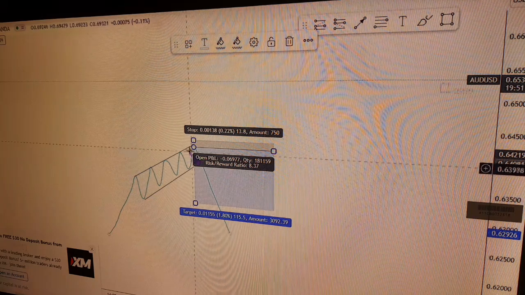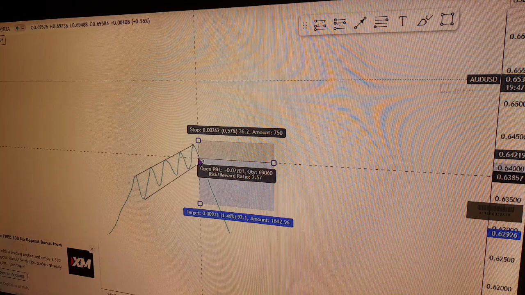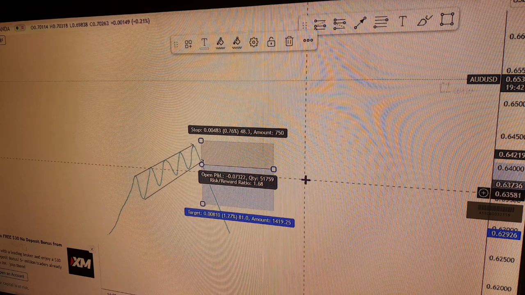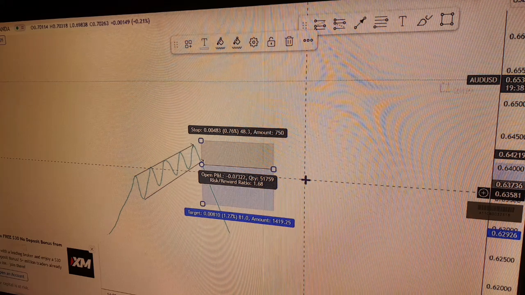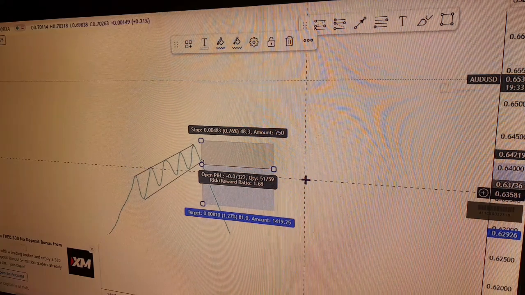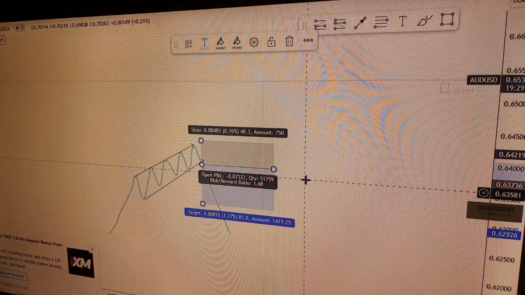But let's say that you enter at the breakout, right? Let's say you enter at the breakout here. This is where you're going to end. Look at your risk to reward. Your risk to reward is going to be 1:1, which is okay if you know that your strategy has about a 50% win rate, but we need to maximize our profit.